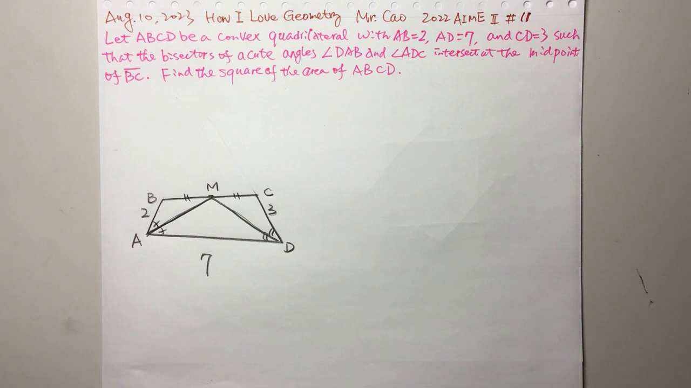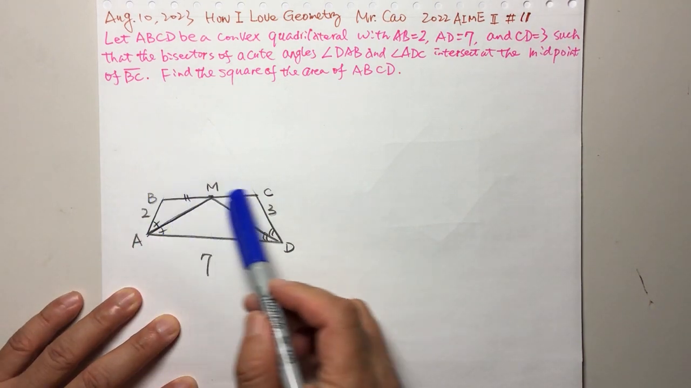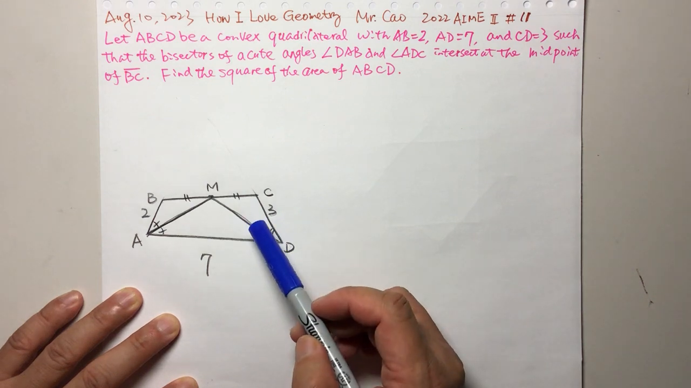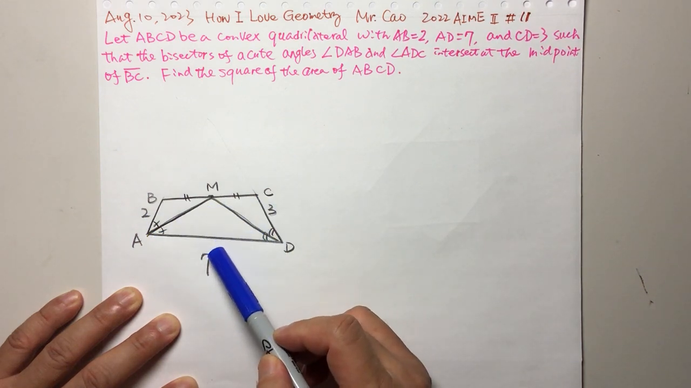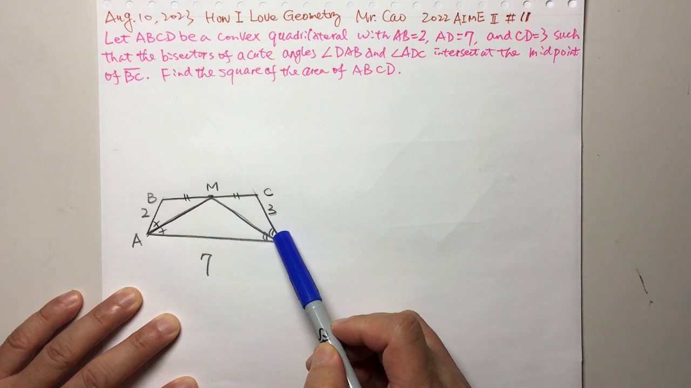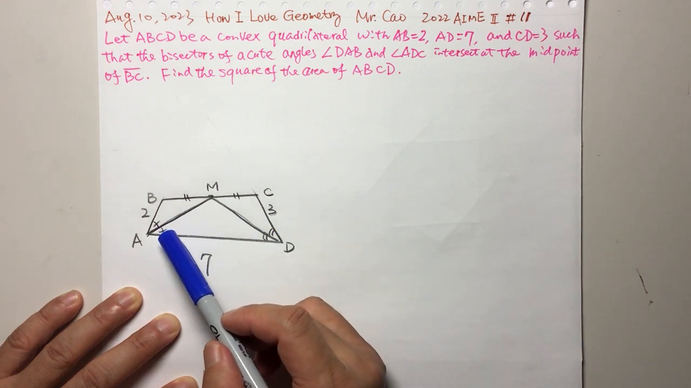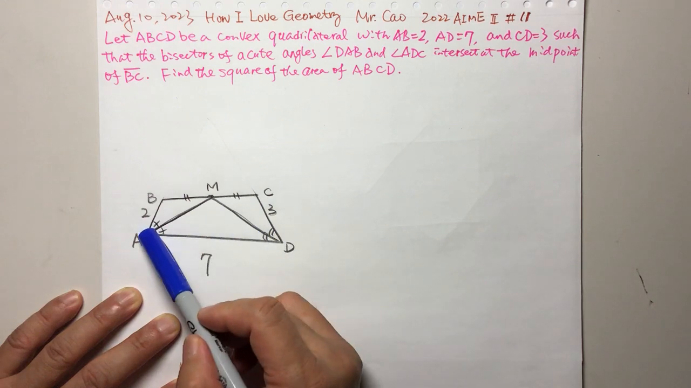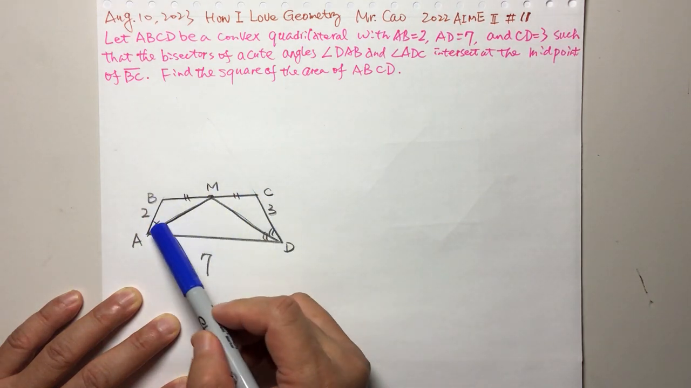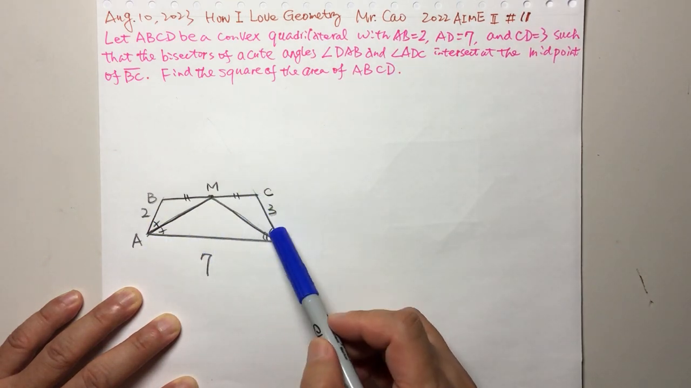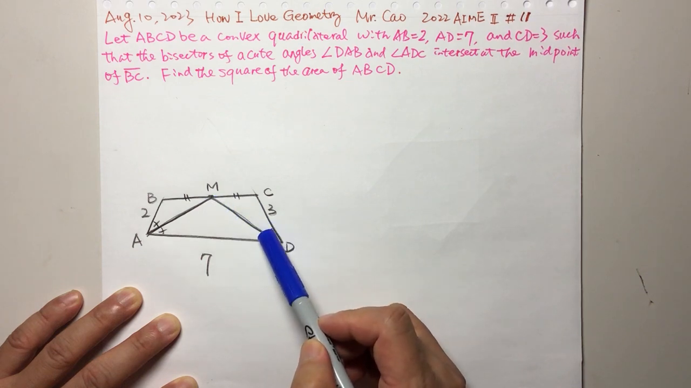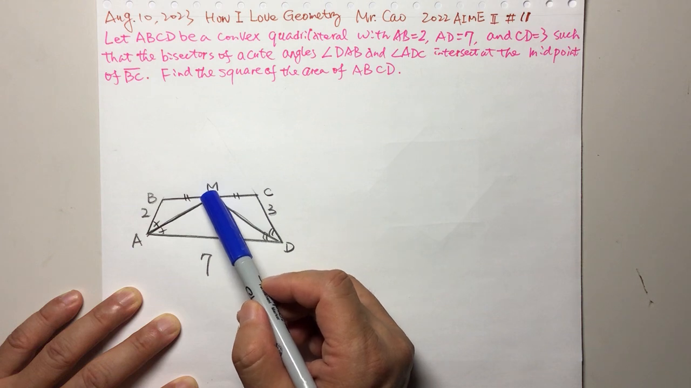I'm Mr. Chao. This problem is from 2022 AIME 12, problem number 11. Let A, B, C, D be a convex quadrilateral with AB equals 2, AD equals 7, and CD equals 3, such that the bisectors of acute angle DAB, that's angle bisector, and angle ADC, also angle bisector, intersect at the middle point of BC.